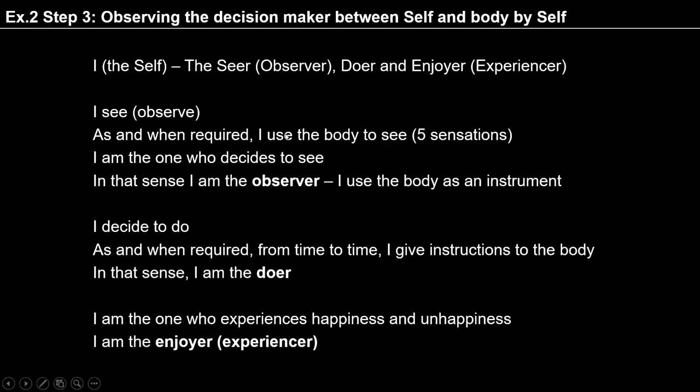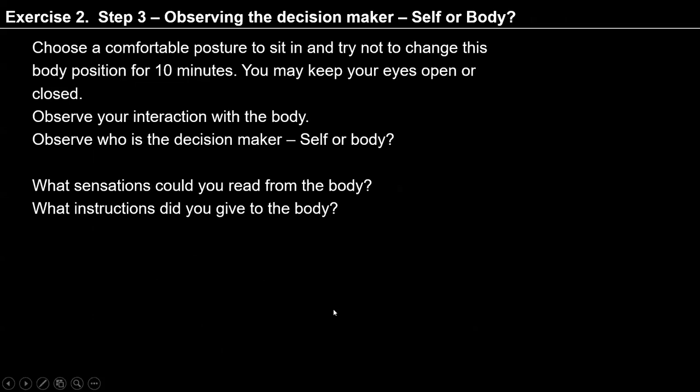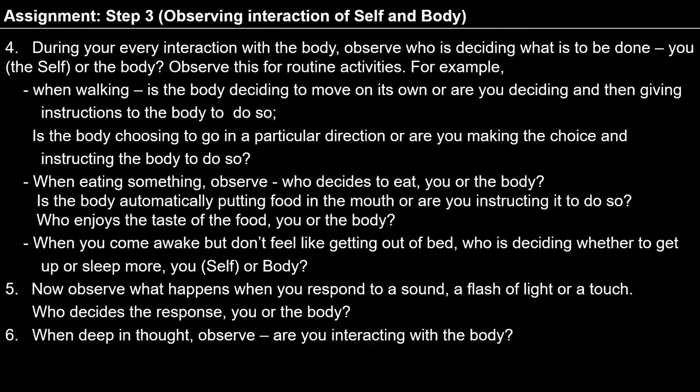So with this, I can see that I am observer, I am doer, and I am enjoyer. So I observe when I think it is important to observe. And when I observe, I decide what to do with the information. Then whatever I decide, I experience happiness and unhappiness of that decision. So in that sense, I am seer, I am doer, and I am enjoyer. And body is my instrument. So body just follows my instruction.